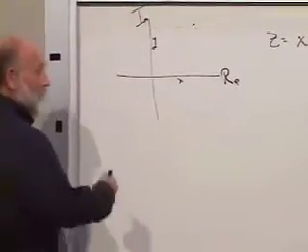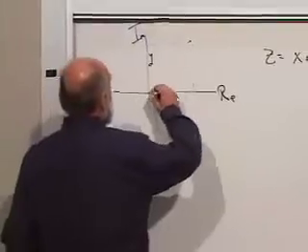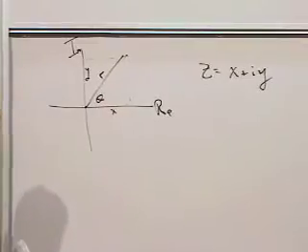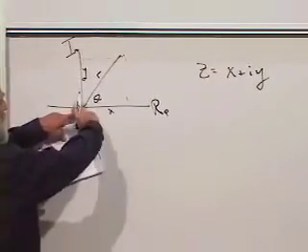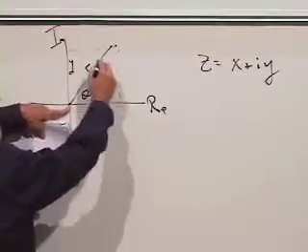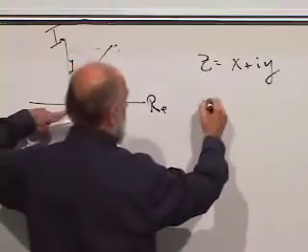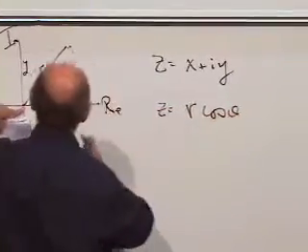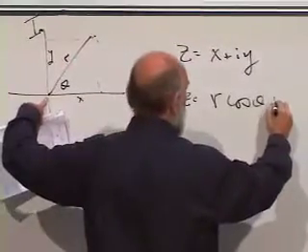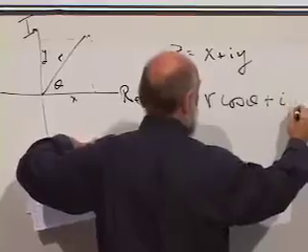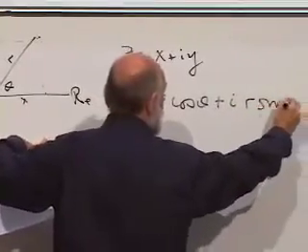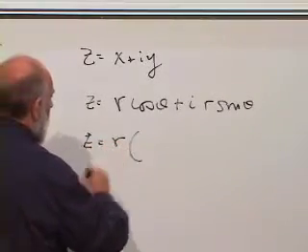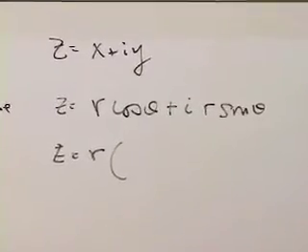Okay. We could also represent it another way. We can represent it in terms of a distance, which we can call r, and an angle that we can call theta. Now, just from elementary trigonometry, x is r times the cosine of theta, and y is r times sine theta. So we can factor the r out and write that z is equal to r times (cosine theta plus i sine theta).